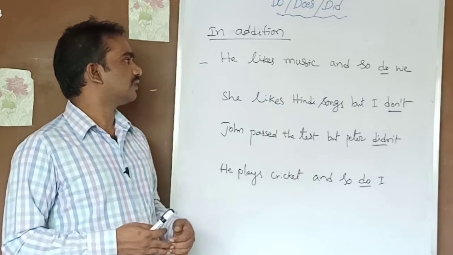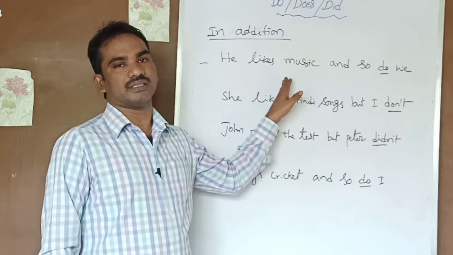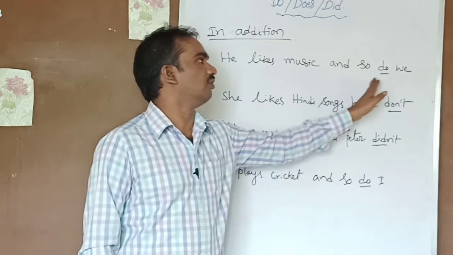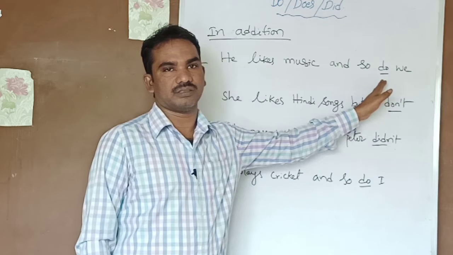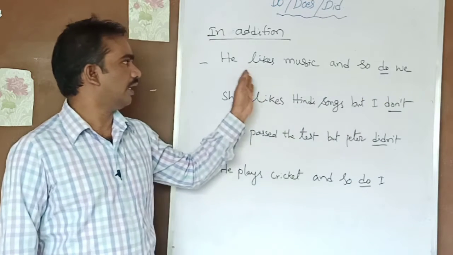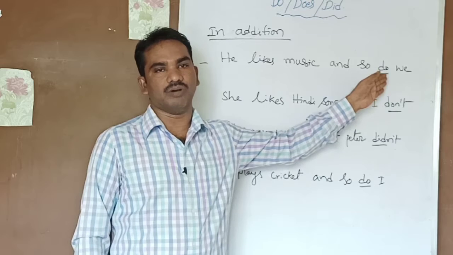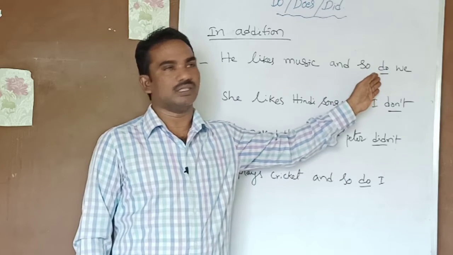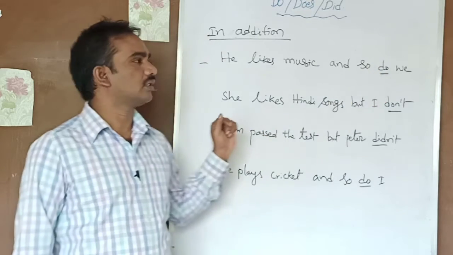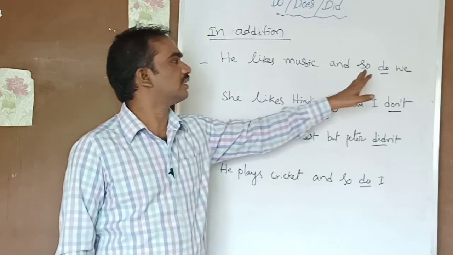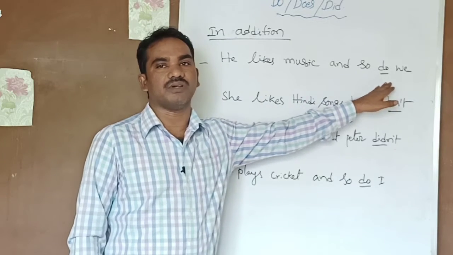For that, you don't need to repeat the entire sentence. You simply say, he likes music and so do we. He likes cricket and so do we, so do I, so does she, etc. A simple thing. You don't need to repeat it, just use these three words, that's enough.